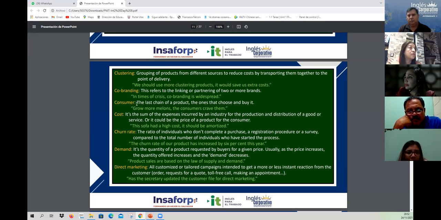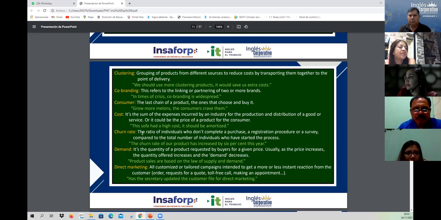Consumer: the last link in the chain of a product, the one who chooses and buys it. Grow more melons; the consumers crave them. Cost is the sum of the expenses incurred by an industry for the production and distribution of a good or service, or it could be the price of a product for the consumer. The sofa had a high cost. It should be amortized.